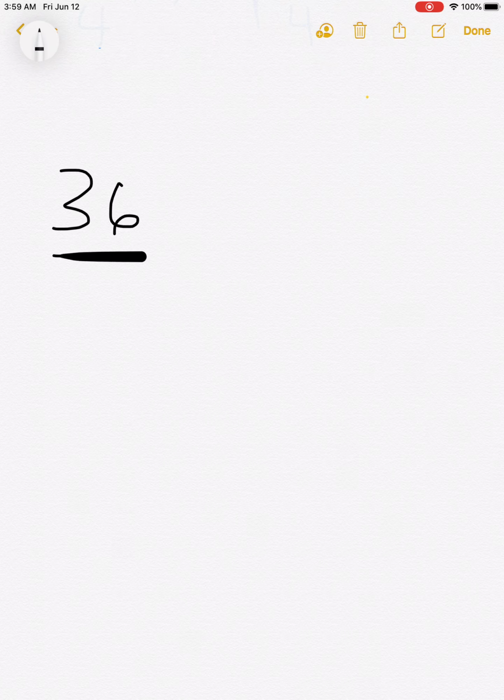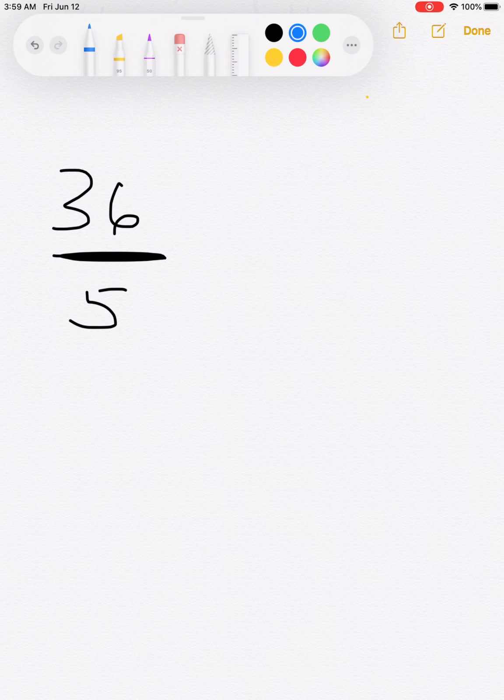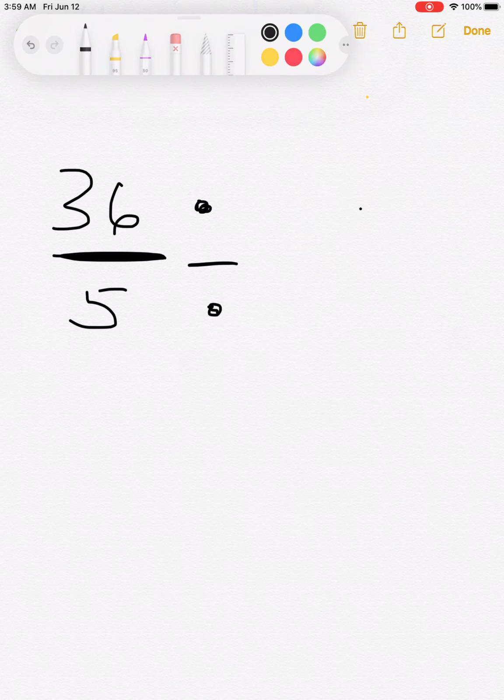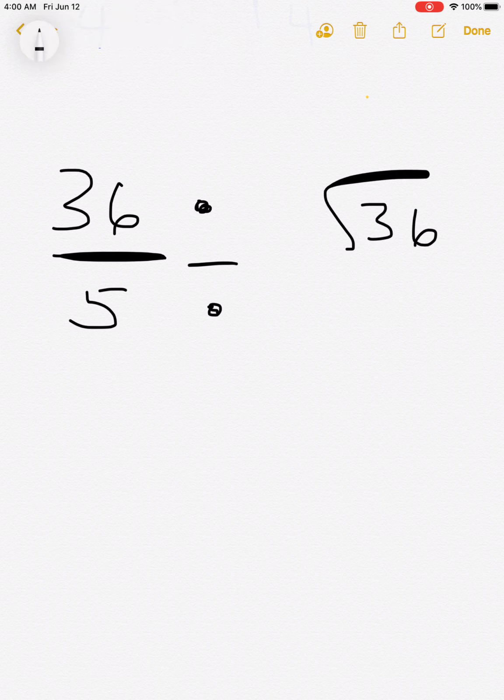Let's try 36, and let's do fifths. Okay, this is an improper fraction because the numerator is larger than the denominator, right? Okay, first thing you need to do, think of it as a division problem, correct? Now let's write it out, okay? 36 divided by 5, okay?